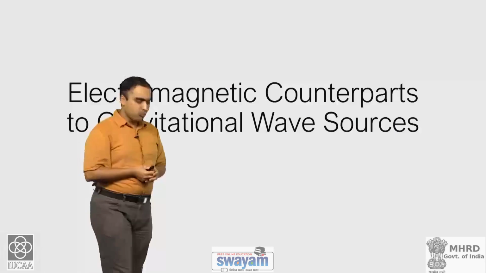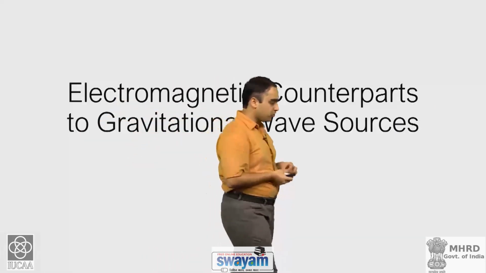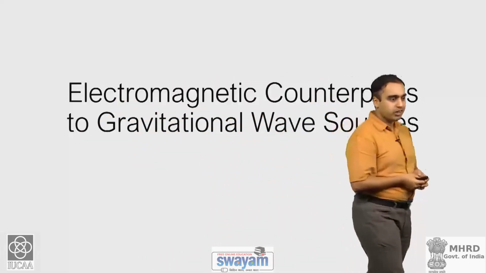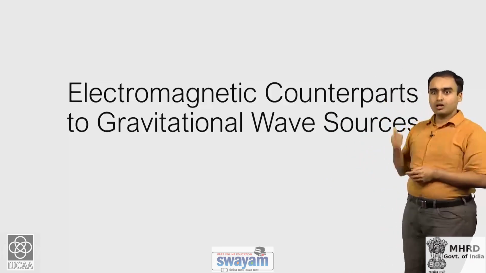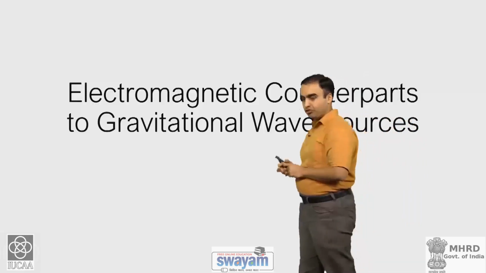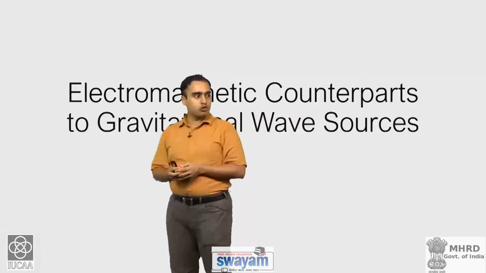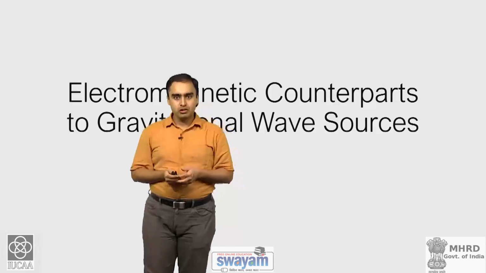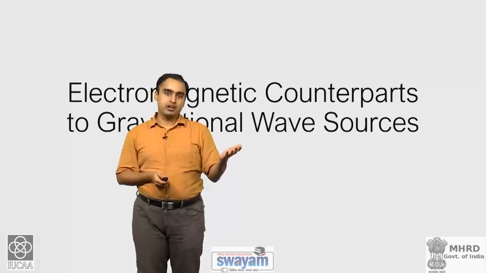So, let us talk about one more kind of transient, which is something which I am sure everyone has heard of, which is gravitational wave sources. But what I am talking about here is electromagnetic counterparts of gravitational wave sources. So, imagine there is some source which is emitting gravitational waves, then we have these networks of gravitational wave detectors.